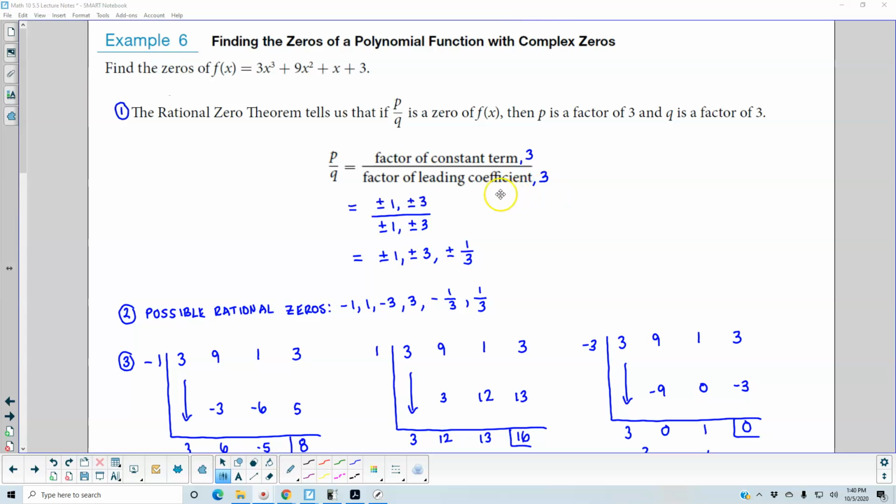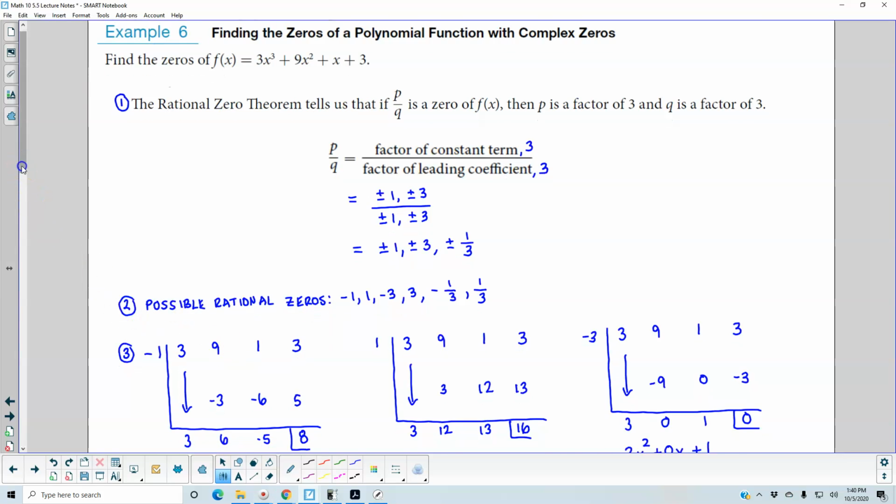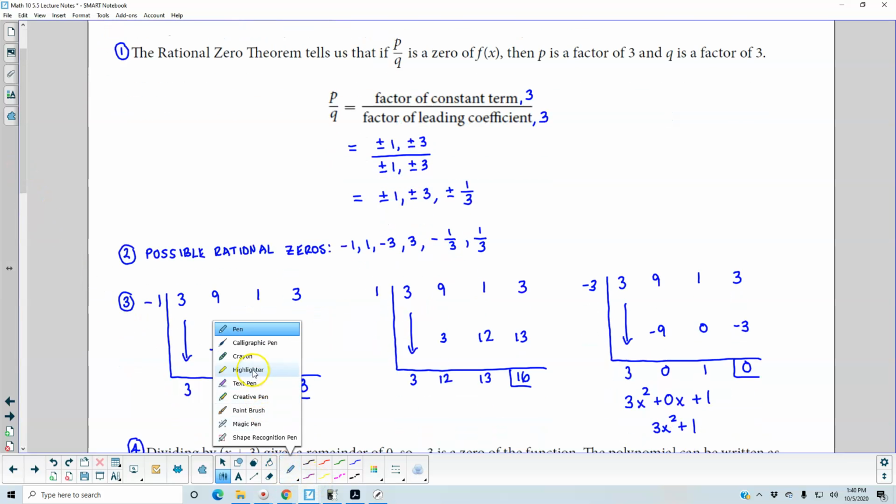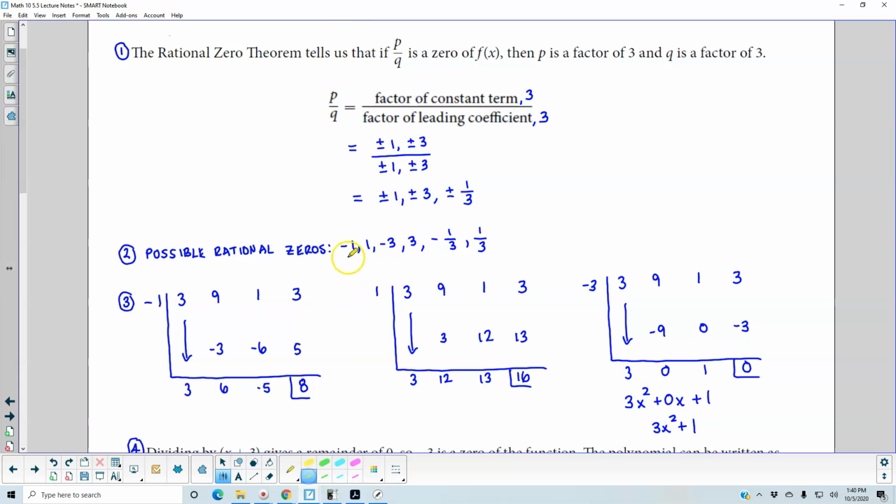So the factors of 3 is plus or minus 1 and plus or minus 3, same thing in our denominator. So we end up with plus or minus 1, plus or minus 3, and plus or minus 1/3. So that means we're going to have a total of 6 possible rational zeros. So the first one that we try using synthetic division is -1. So we put -1 and then we use the coefficients of each of those terms.